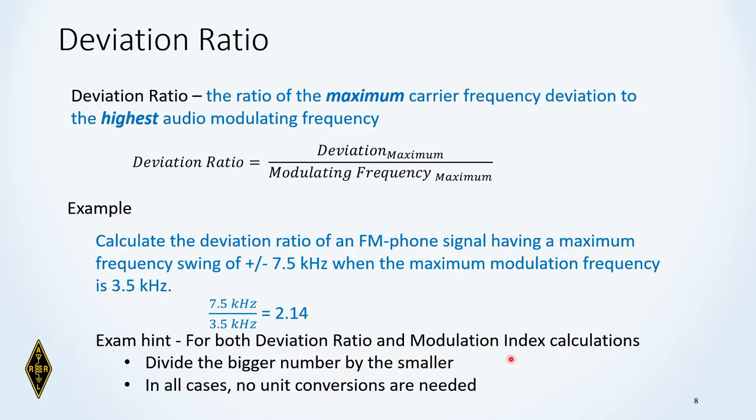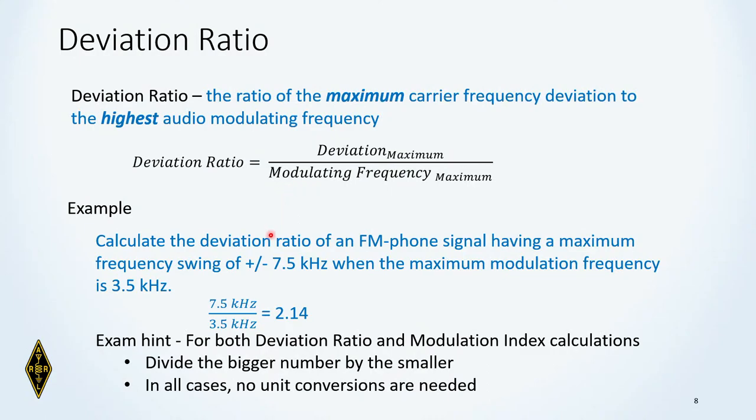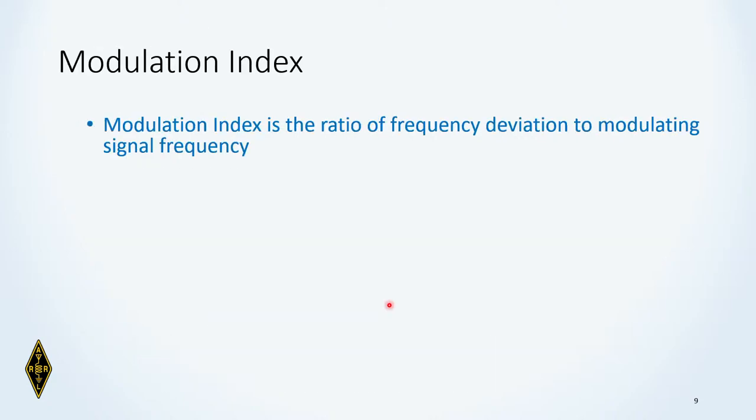The words are different all over the place, but the way the math works, it's always the bigger number divided by the smaller. And they've done us a real wonderful favor here by always putting both of these values in the same units, so kilohertz or hertz, so you don't have to do any funny conversions. So this is good news. So other than definitions, we've got one here. We've also got a little bit of math, which is extremely easy.